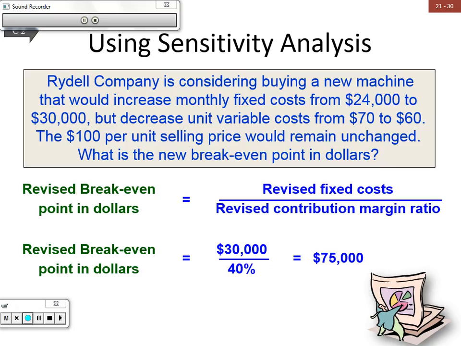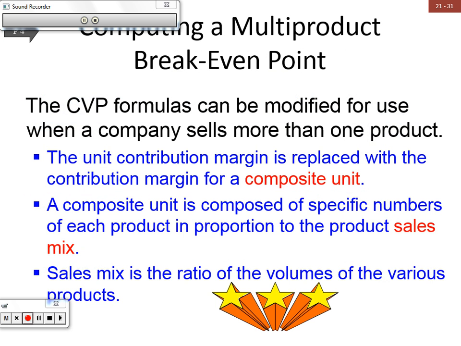Selling price, $100 minus $60 now, right, gives us $40 contribution margin per unit. You said 70 minus 60. No, 70 went down to 60. Okay. So we're doing a revision. 100 minus 60. Correct. Now it's $40 contribution margin per unit. $40 divided by 100 gives us the 40%. So now we have a revised break-even point in dollars of $75,000.